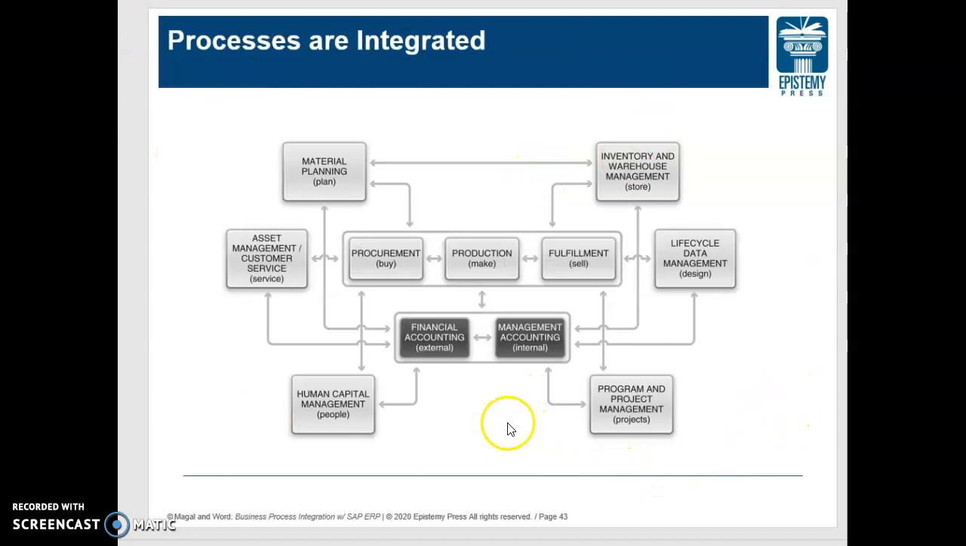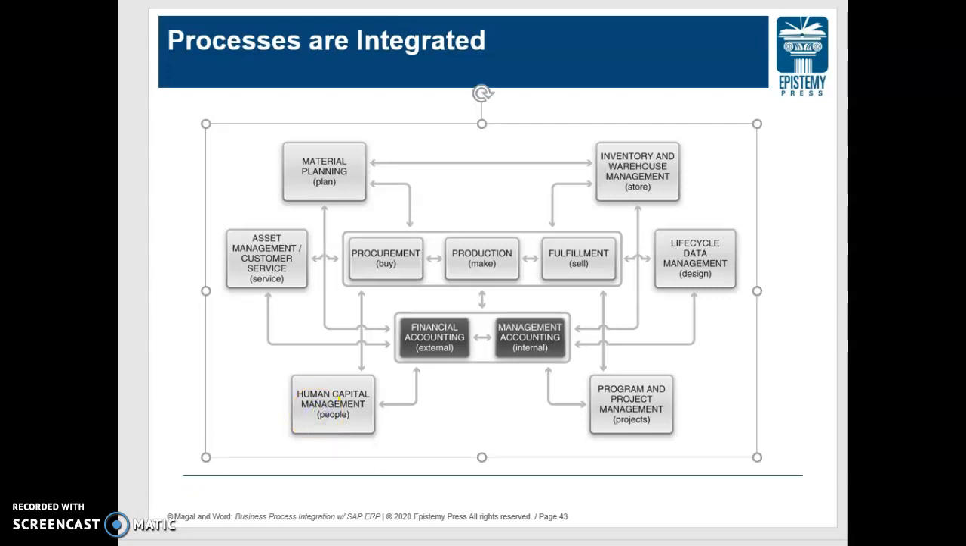All of these processes are integrated. As we said, the main three processes in any company are buying, making, and selling. But all these other processes support buying, making, and selling. So we need accounting to pay our suppliers. We need accounting to bill our customers. We need to look after our assets. We need human resources to hire and fire people. We need warehouses to warehouse our raw materials and finished goods. So all of these processes are integrated.